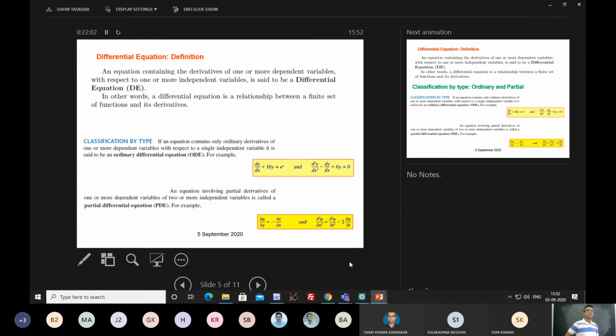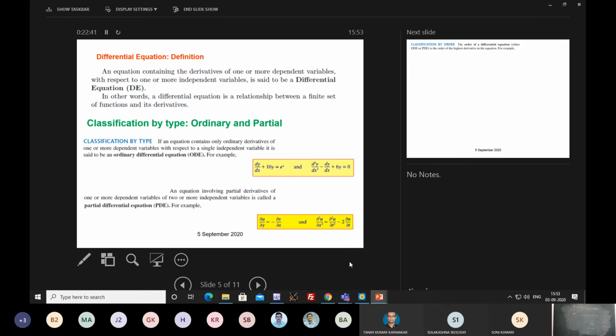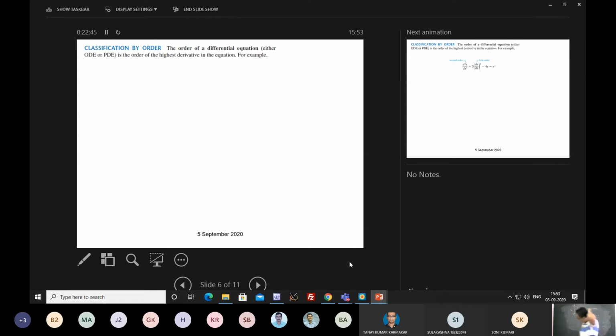Now one thing I want to tell you is that the differential equations being considered don't necessarily have to involve only one dependent variable. Remember that. It may involve more than one dependent variable, but they are interrelated. In that case, they form a coupled system of equations. All these things we are going to see later on. So this is about ordinary and partial differential equations. And then classification by order, higher order differential equations and linear differential equations, all this stuff. So I'll go quickly.